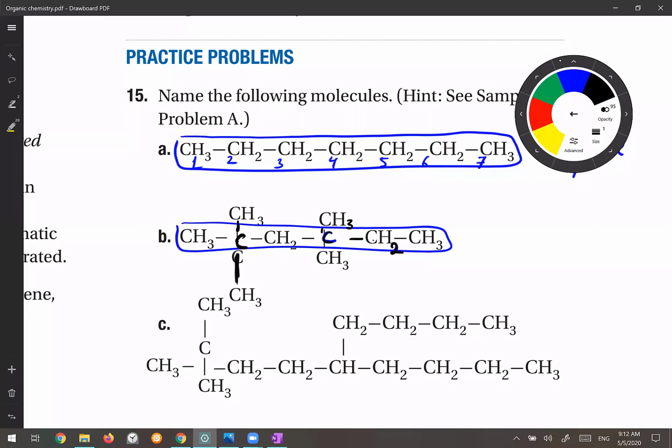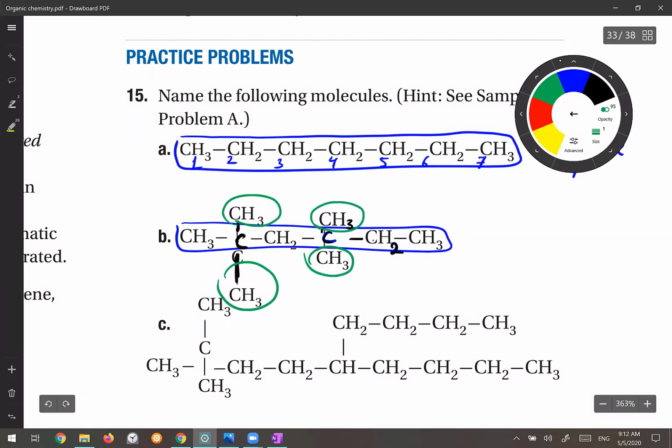Okay, so this is the longest chain in this compound. Now I have to find the branches. I have 4 branches here: a methyl here, a methyl here, a methyl here, and a methyl here. So there are 4 branches, all of them are methyl.